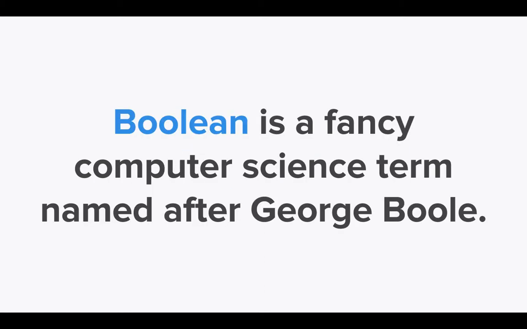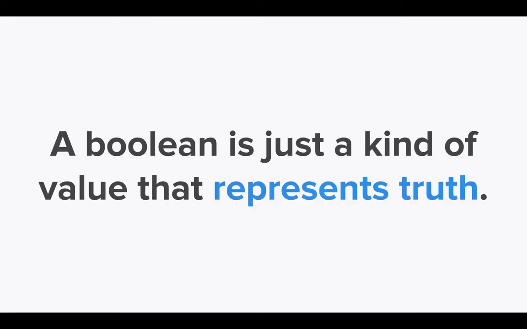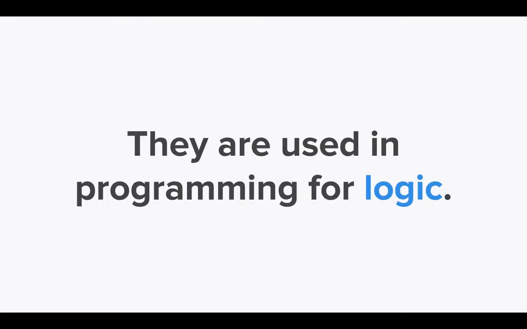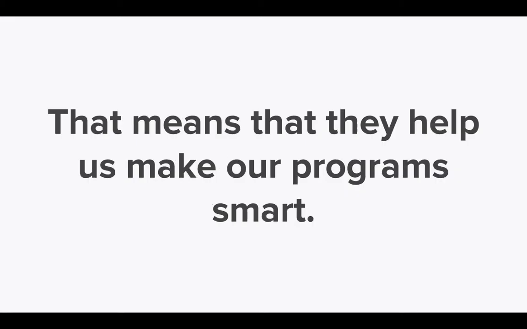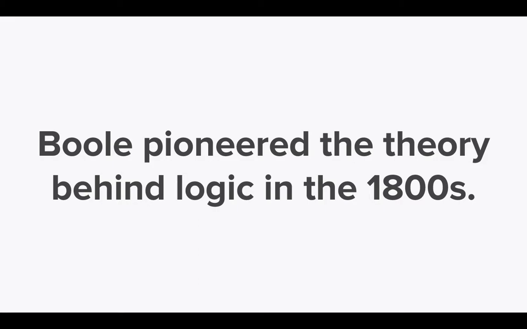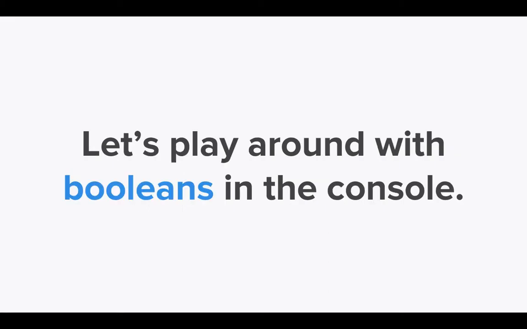Well, what's a Boolean? A Boolean is a fancy computer science term named after a man named George Boole. And a Boolean is basically a value that represents the truthfulness or the falsiness of something. So they're used in programming for logic. So what's logic? Well, that just means that they help us make our programs smart. And George Boole pioneered the theory behind logic in the 1800s, which is why this kind of value is named after him. So let's play around with Booleans in our console.